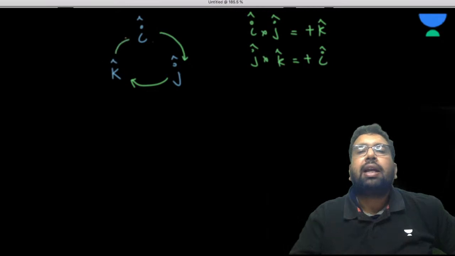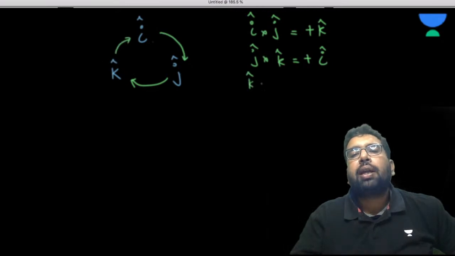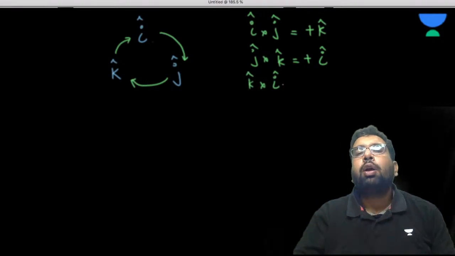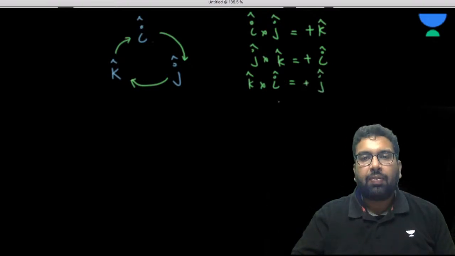Now from K cap to I cap, so we can do K cap cross I cap. What are we going to get? We are going to get the next vector, that is J cap, and we are moving in the positive sense, so it will be positive.